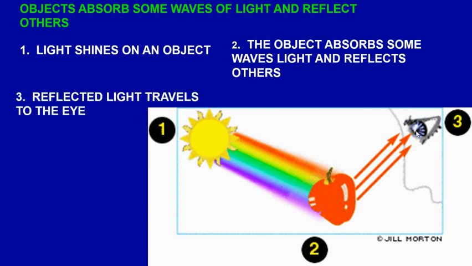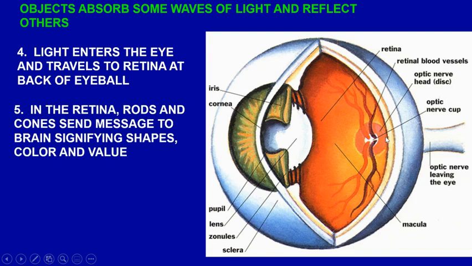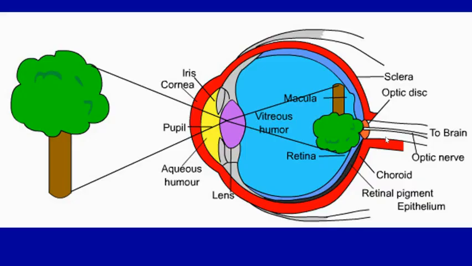The light travels into the eye, and once in the eye, the light travels into the retina at the back of the eyeball, and that's where the rods and cones send a message to the brain signifying shapes, value, and color.